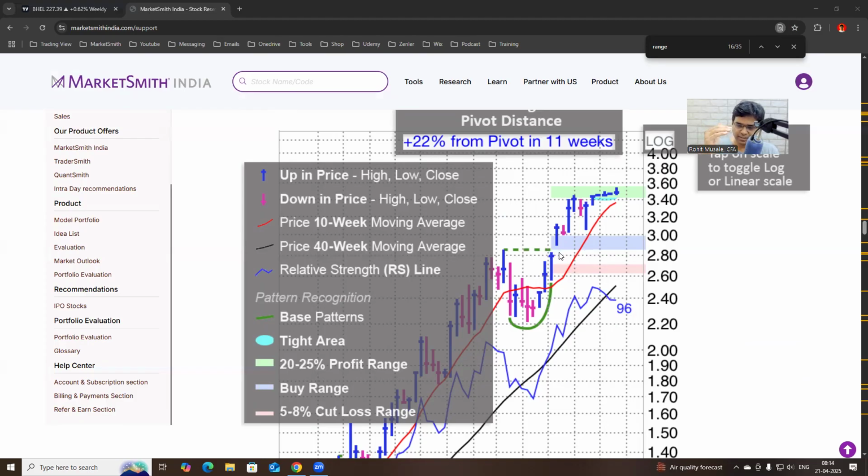So when the price enters that zone, you might want to cut your position size. You might want to sell all your shares. See, it is written here buy range 5 to 8%, cut loss range 20 to 25% profit range. So when the stock breaks out, you buy when it is in the blue zone. When it enters the green zone, you sell. See, these are all weekly bars. Okay, so you have enough time to sell the stock.